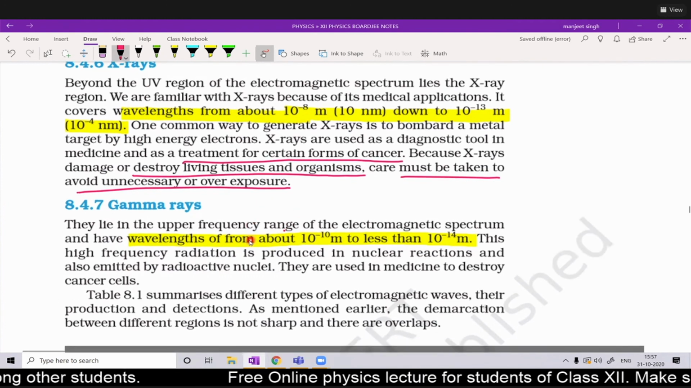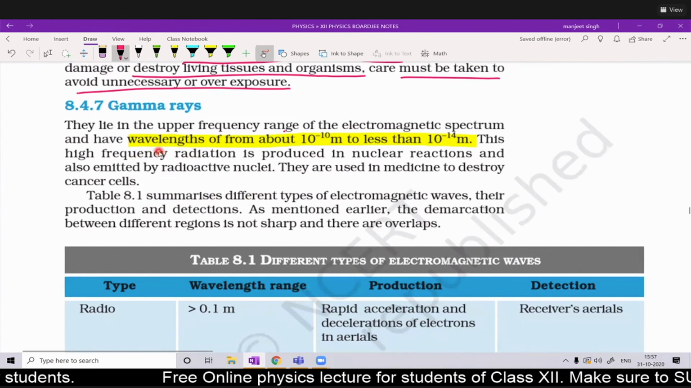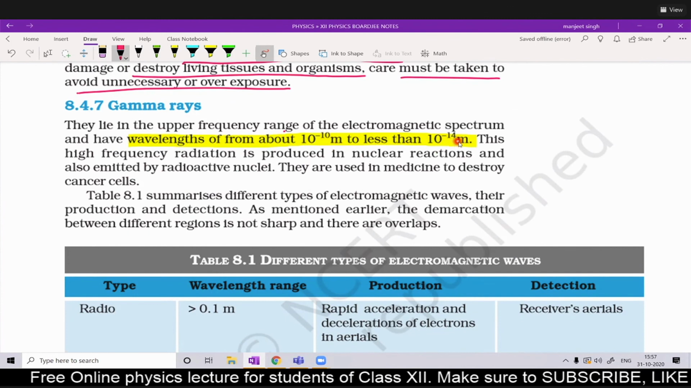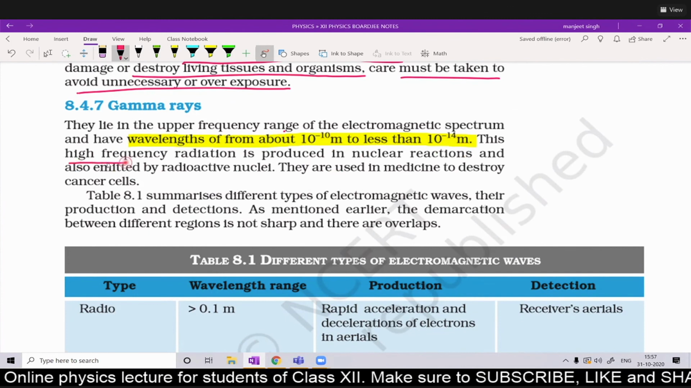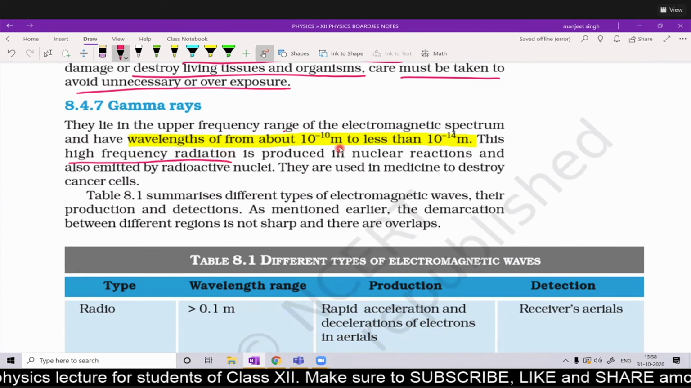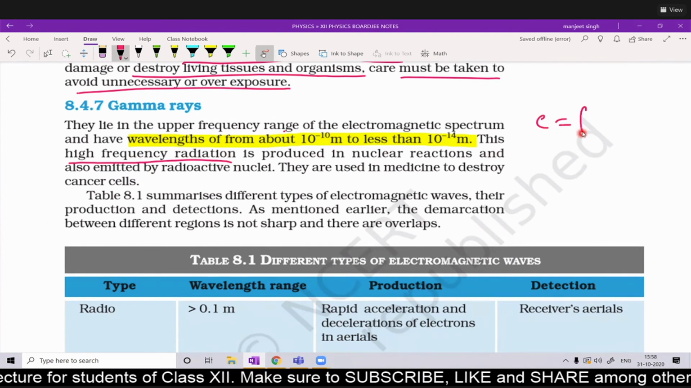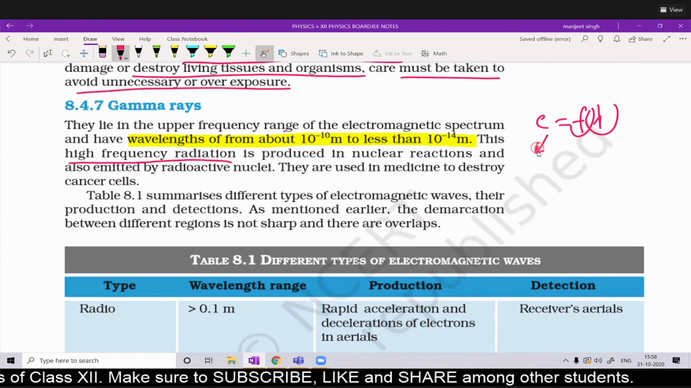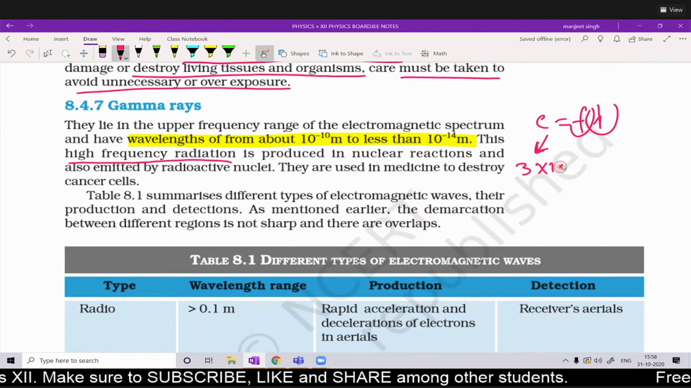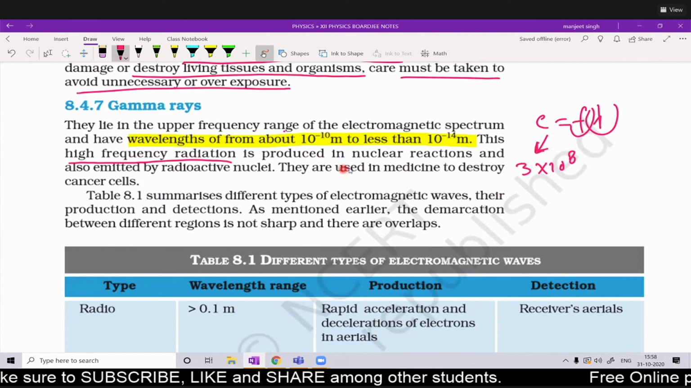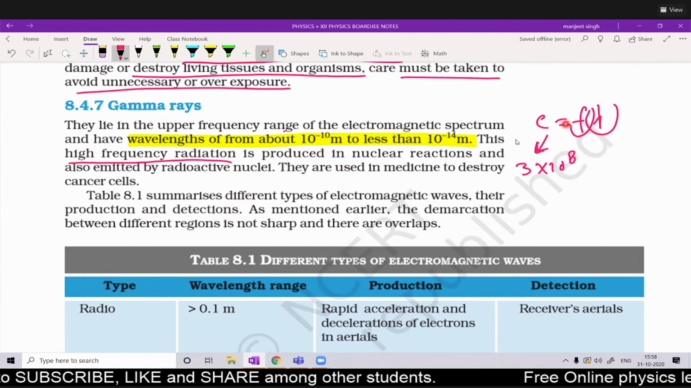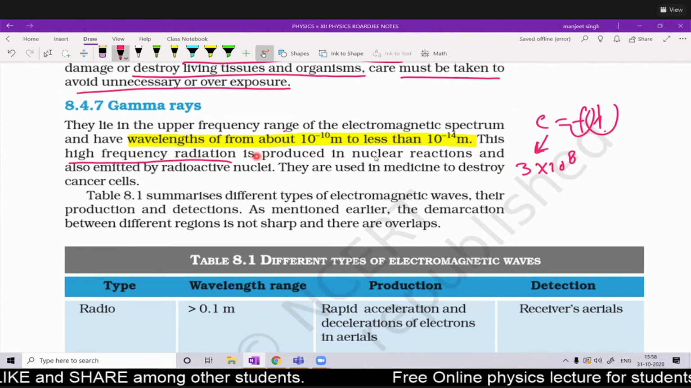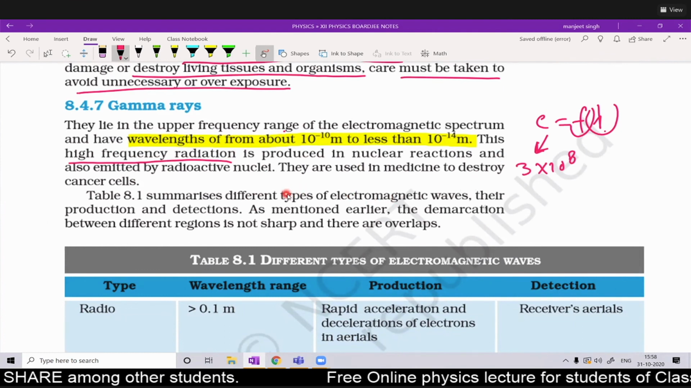Next in the line is gamma rays. The wavelength of gamma rays is from 10 to the power minus 10 meter to 10 to the power minus 14 meter. This is a high frequency radiation. The frequency is very high because the wavelength is very small, and from the formula C is equal to f lambda, C is constant, 3 into 10 to the power 8. To keep it constant, if lambda is less, the frequency will be more. So this is high frequency radiation.